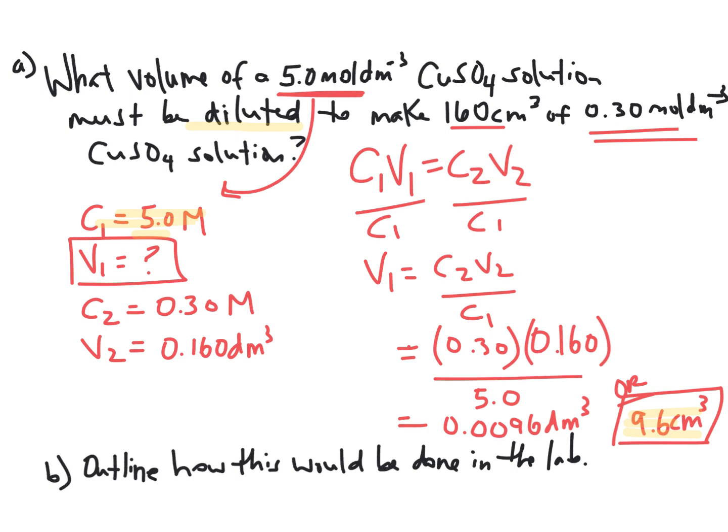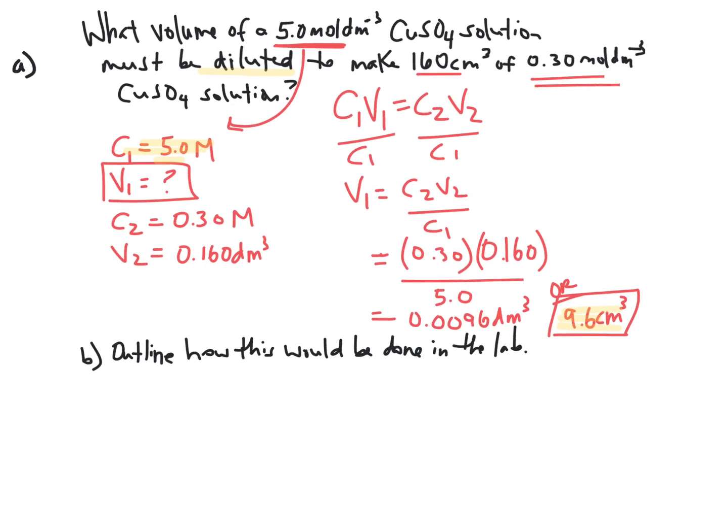Now, importantly, and I added this question in because I think it's conceptually important, Part B, outline how this would be done in the lab. So what does this mean? How would you actually do this? Well, knowing that you need that amount of original, you would take 9.6 cubic centimeters from the 5 molar solution.